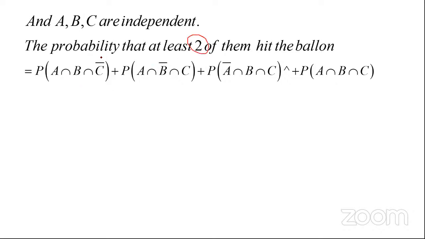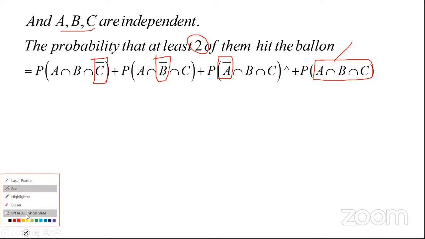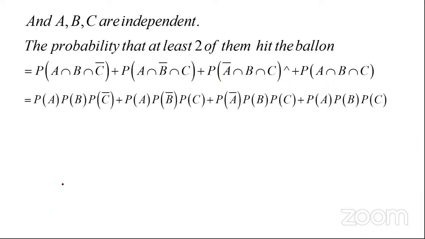For that, the first time I'm taking C may not hit the target. The second time I'm taking B may not hit the target. The third time I'm taking A may not hit the target. And the fourth time, all 3 will hit the target. So this is the condition, and we know that A, B, C are independent, so from that we can apply this.